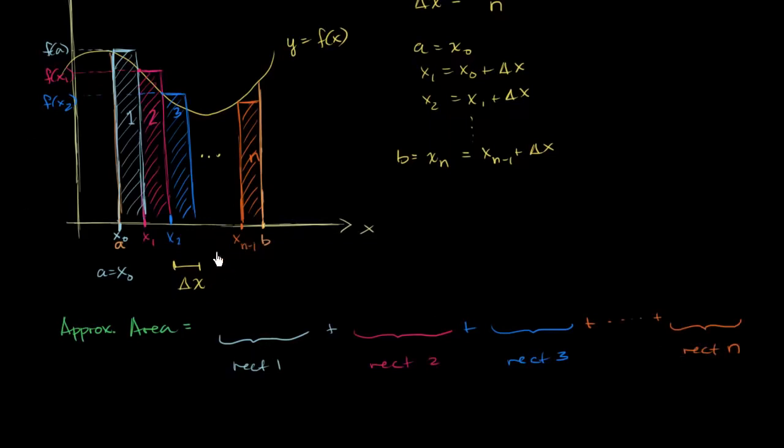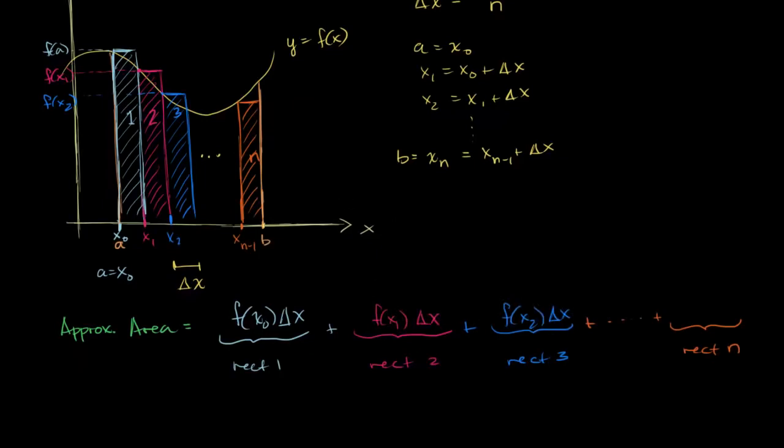Rectangle 1 is going to be its height, which is f of x naught, or f of a. Either way, x naught and a are the same thing. So it's f of a times our delta x, our height times our width. Actually, let me write it as f of x naught, which I wanted to write. F of x naught times delta x. What is the area of rectangle 2? It's f of x1 times delta x. What's our area of rectangle 3? It's f of x2 times delta x.